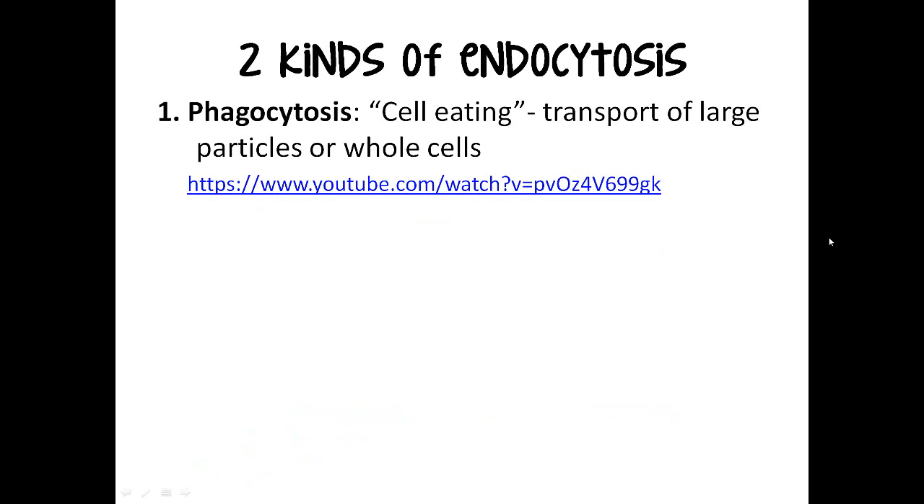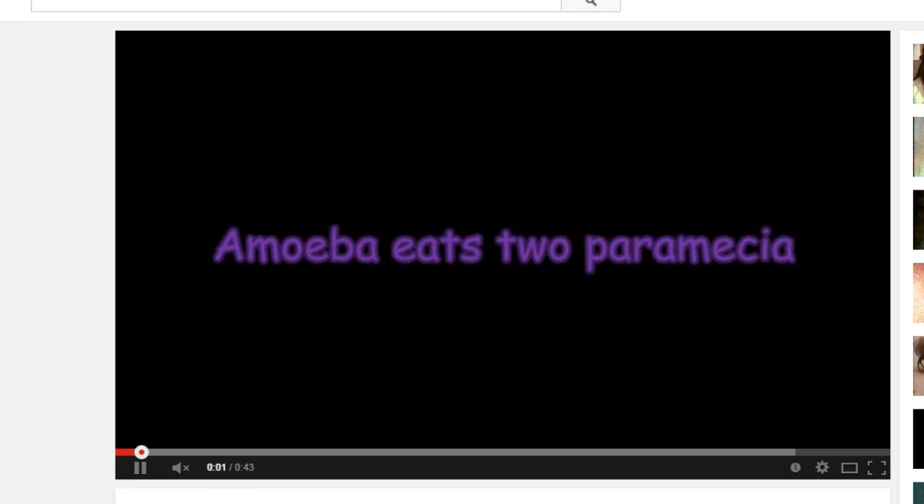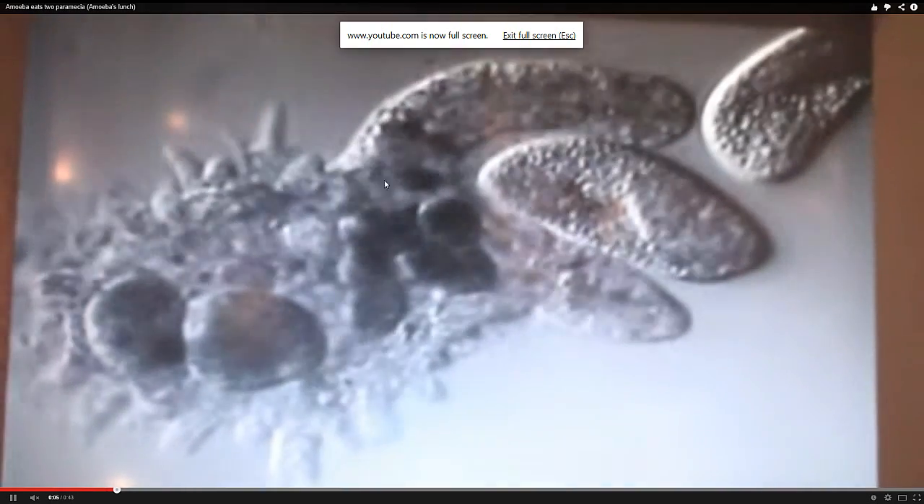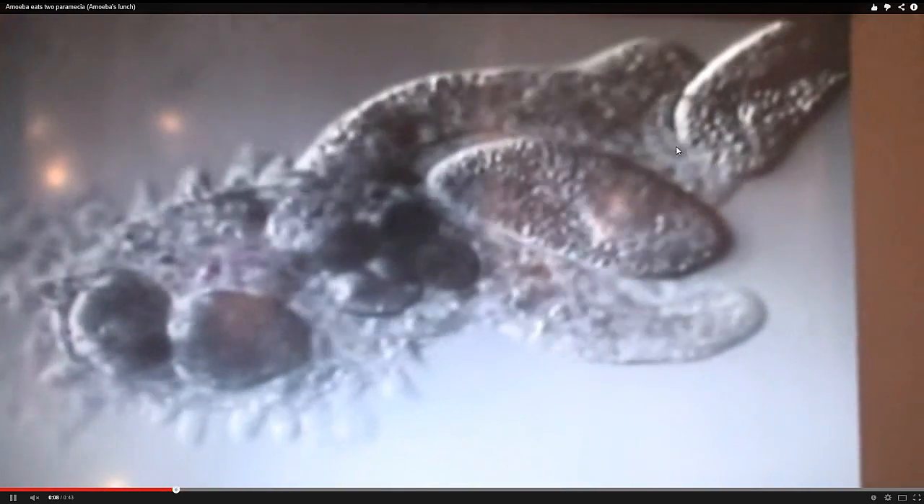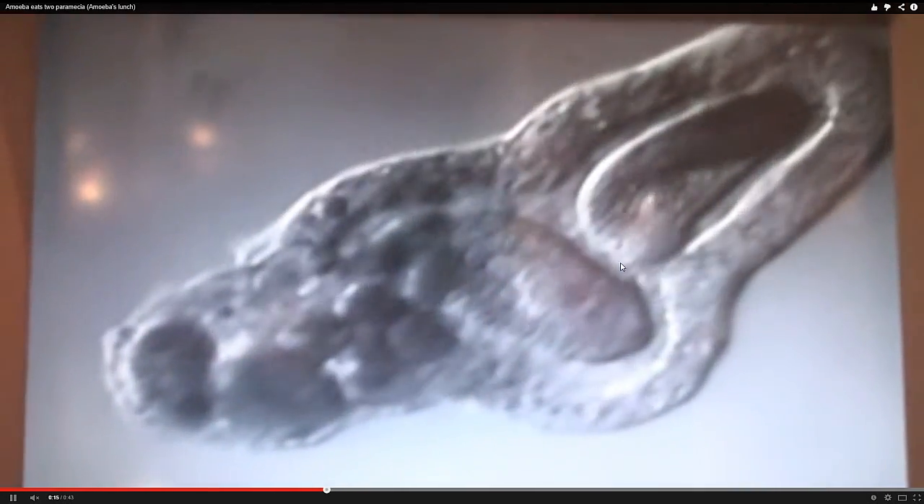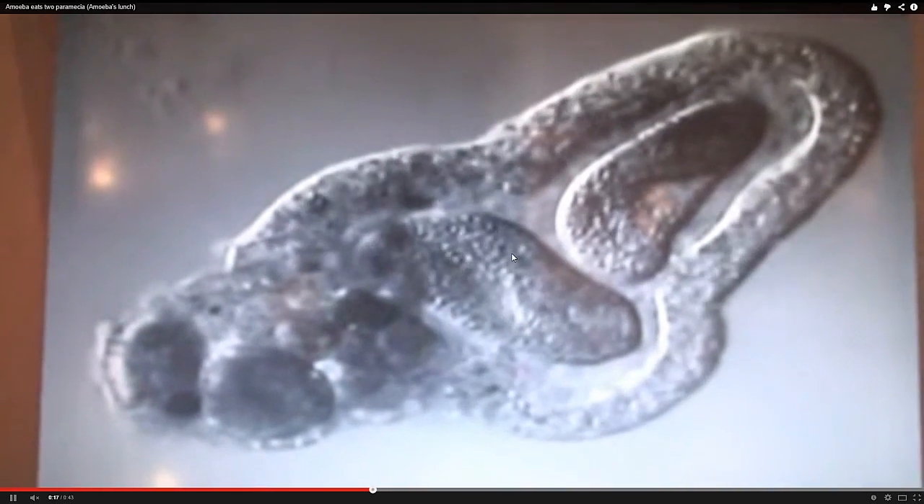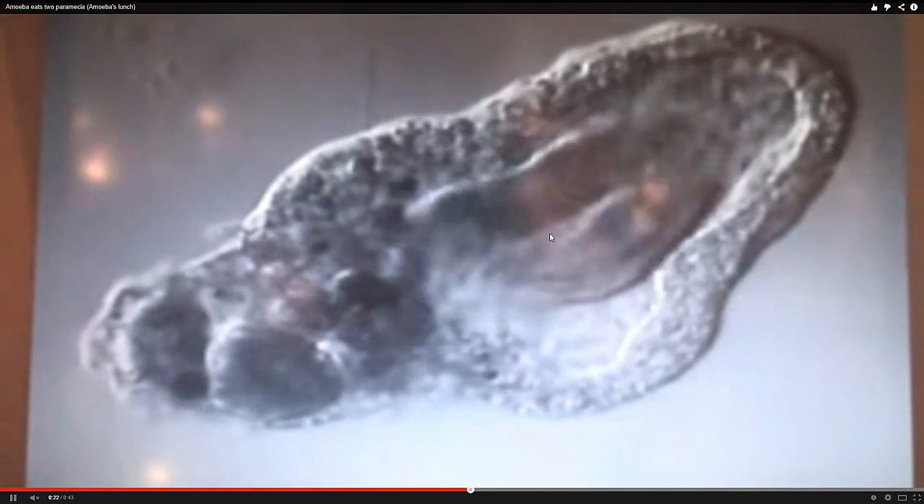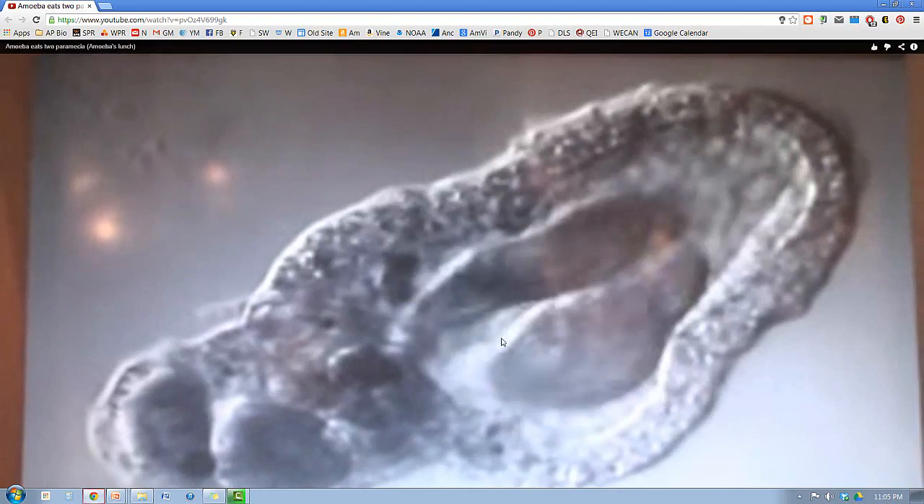We have two kinds of endocytosis. Phagocytosis means cell eating, and this is transporting whole cells or particles inside the cell. If you look at this YouTube video, we're going to see an amoeba eating a paramecium. So this blob here is an amoeba. It's surrounding a protist called paramecium, bringing it into its body. That was endocytosis that you just saw happen right there. So now the paramecium are both inside the amoeba, and then they're going to get digested, and they're freaking out because basically they're being destroyed.